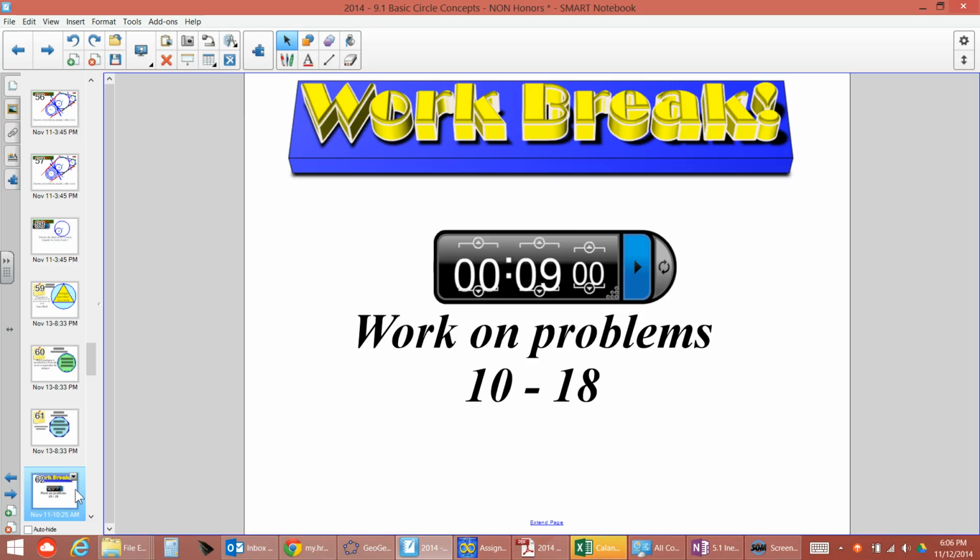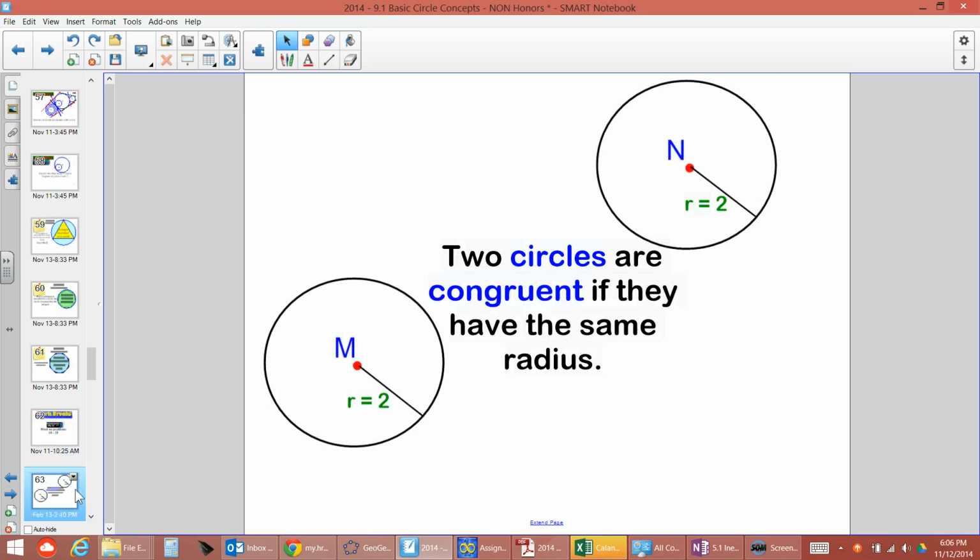You should be able to do problems 10 through 18. All right. Now, if you did your homework, if not, here we go. Two circles are congruent if they have the same radius. So circle N has a radius of 2 and circle M has a radius of 2. Therefore, circle M and circle N are congruent.